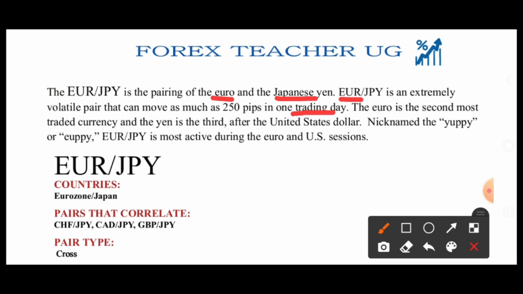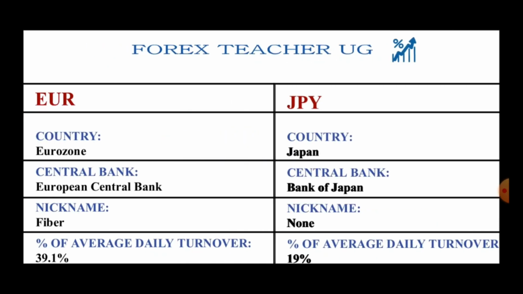So the euro is the second traded currency, and the yen is the third after the United States dollar, nicknamed the yap or ue. Euro JPY is most active, again, during the euro and the US session. The countries are the Eurozone and Japan. The pairs they correlate with are CHF JPY, CAD JPY, and GBP JPY, and the type is a cross pair. These are the countries we have already looked at and named in the previous pairs which I've been talking about.